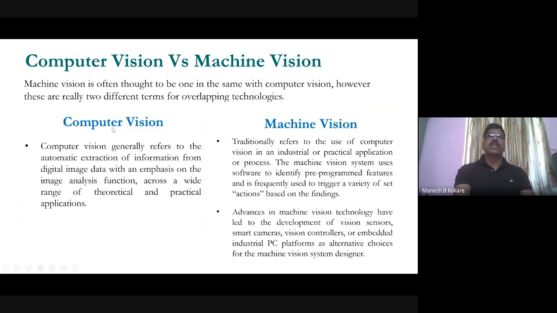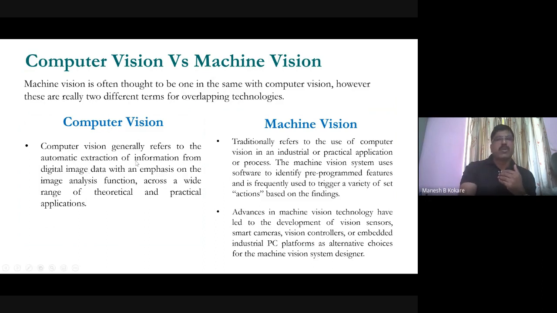Machine vision is often thought to be one and the same as computer vision. However, these are really two different terms for overlapping technologies. Computer vision generally refers to the automatic extraction of information from digital image data, with an emphasis on the image analysis function across a wide range of theoretical and practical applications.